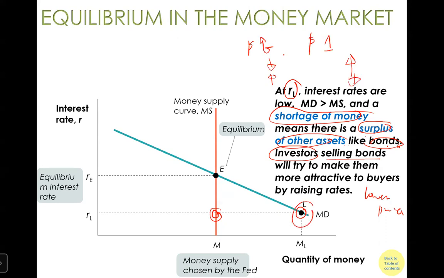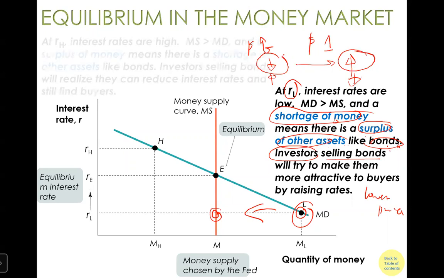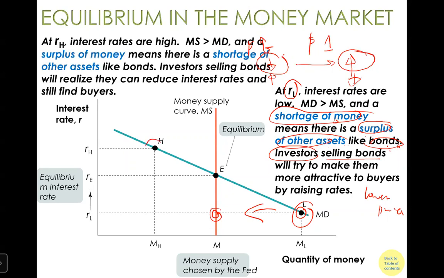At this interest rate, there are lots of people trying to sell bonds, and they are willing to sell at a lower price. So that implies the interest rate will increase. Hence, we move in this direction. On the other hand, if the interest rate is very high, here, and the money demand is low and the money supply is high, now the reverse is going to happen.